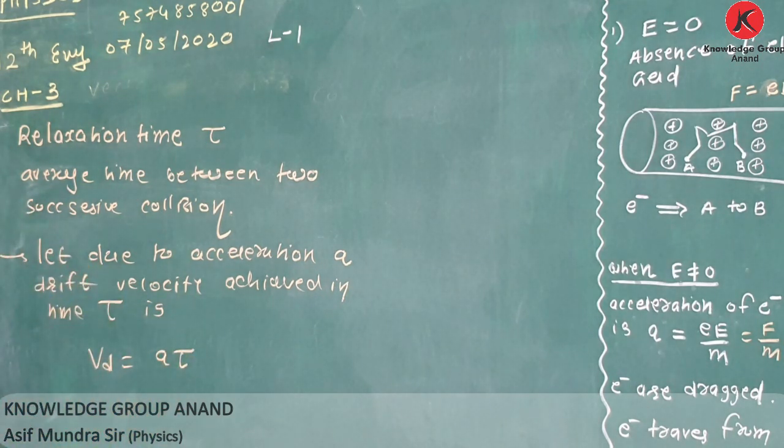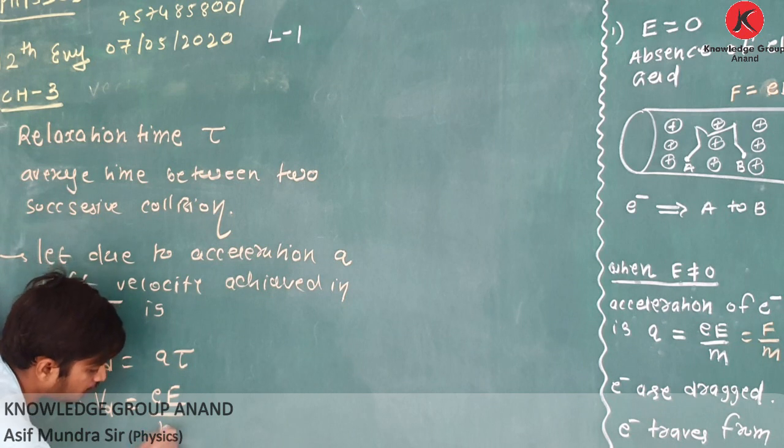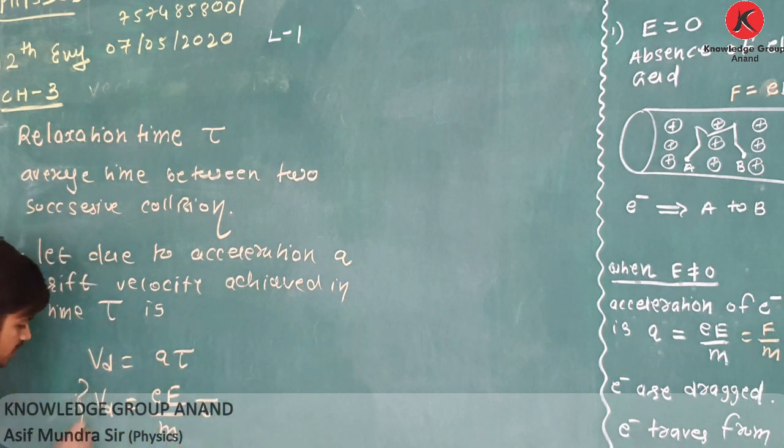Vd is equal to a tau, and therefore drift velocity Vd is equal to, what is value of a? Value of a is eE upon m, into tau. This equation you have to remember. Clear about this? Okay, so it is drift velocity and relaxation time tau. Okay, pause your video and write down from board.